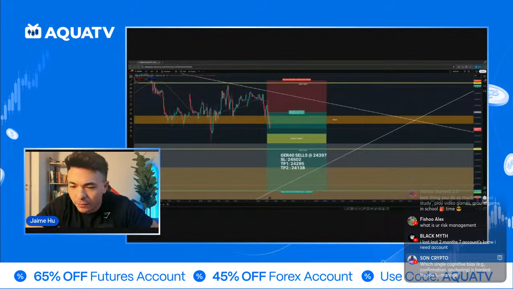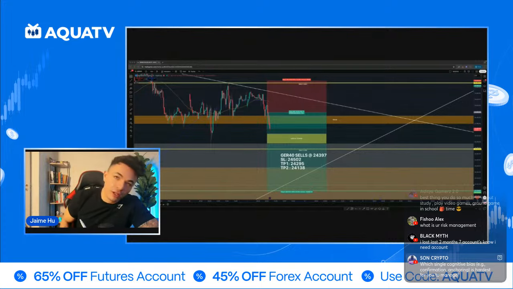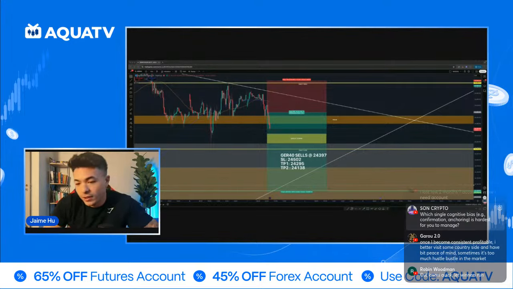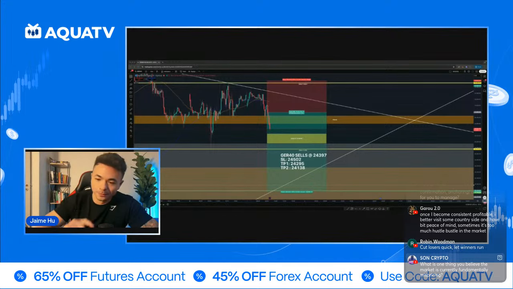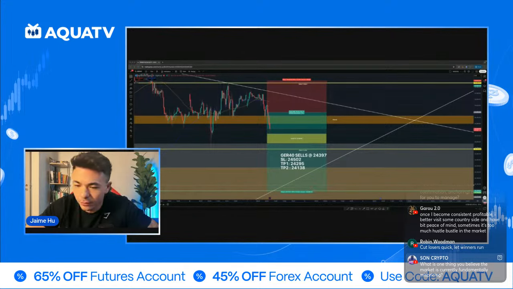What is your risk management? Well, depending on the category of the trade, if it's an A plus or B trade, I'll justify my risk, so 0.25 or 0.5%, and then basically once price runs into a significant area, I make sure to protect my positions. That's essentially it. Cut losers quick, let winners run.